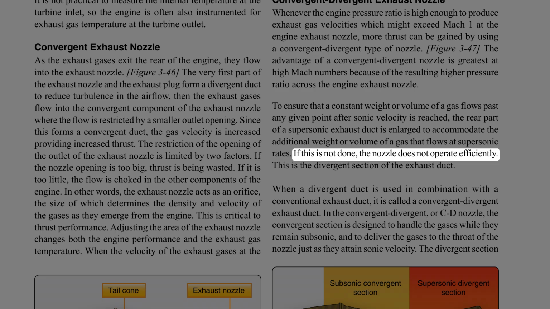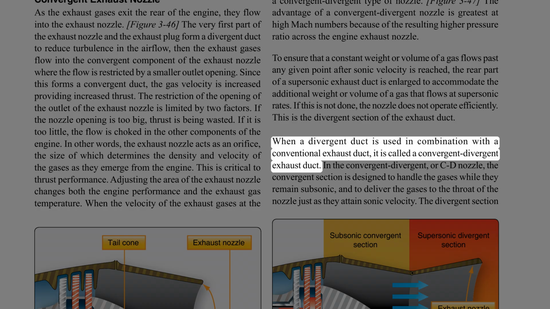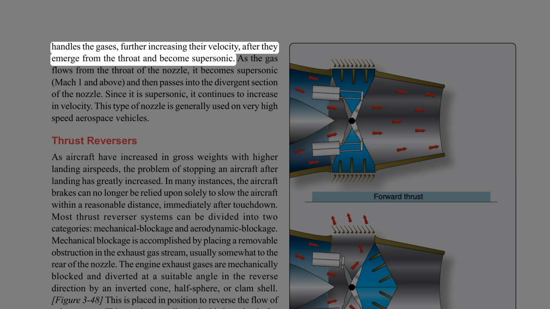If this is not done, the nozzle does not operate efficiently. This is the divergent section of the exhaust duct. When a divergent duct is used in combination with a conventional exhaust duct, it is called a convergent-divergent exhaust duct. In the convergent-divergent, or CD nozzle, the convergent section is designed to handle the gases while they remain subsonic, and to deliver the gases to the throat of the nozzle just as they attain sonic velocity. The divergent section handles the gases, further increasing their velocity, after they emerge from the throat and become supersonic.